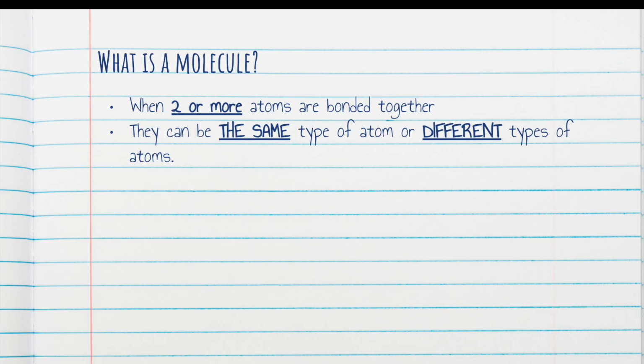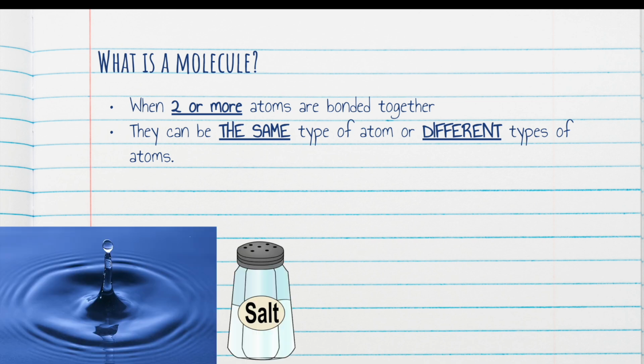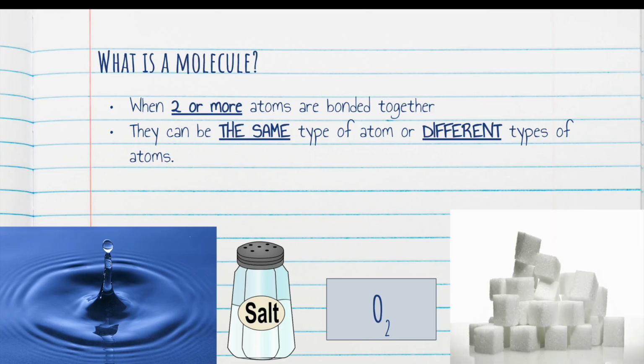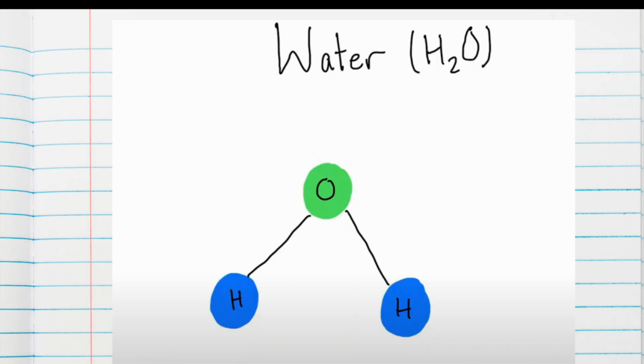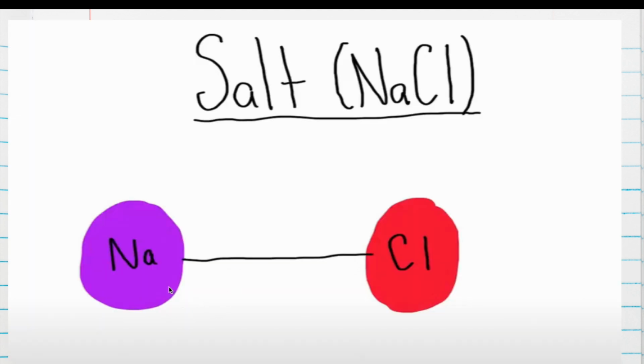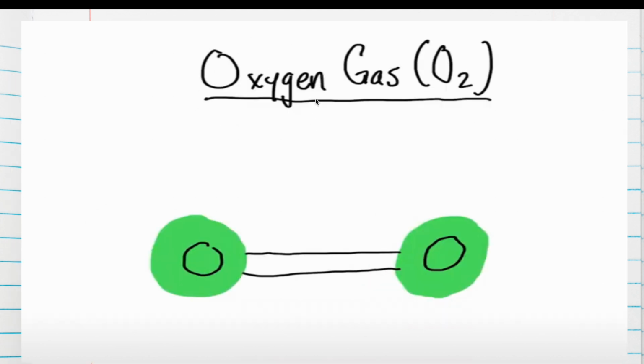A molecule is when two or more atoms are bonded together. They can be the same type of atom or different types of atoms. We can see this with water, salt, O2, oxygen gas basically, and sugar, and there's so many more. Water is a molecule because, as you can see here, there are 1, 2, 3 atoms bonded together. That makes it a molecule. Salt is a molecule because you can see that there's 1, 2 atoms bonded together, making it a molecule. Oxygen is a molecule because you can see 1, 2 atoms bonded together.